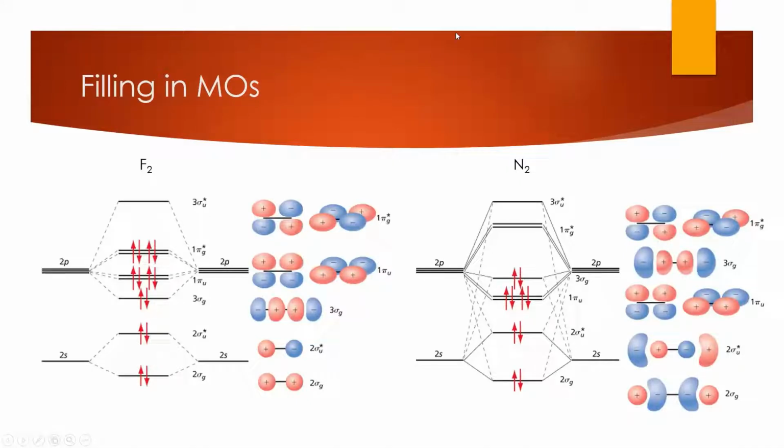So last time we ended with this. We talked about fluorine, we talked about nitrogen, and we filled these diagrams, and filling the diagrams was pretty straightforward. It was basically following the same rules that we did for atomic spectroscopy in Gen Chem. Now, we noted something interesting: for fluorine, the 3 sigma g bonding orbital is lower in energy than the 1 pi u. But for nitrogen, the opposite is true. So the 1 pi u was lower in energy than the 3 sigma g. Now, I mentioned that the reason for this had to do with sp mixing.